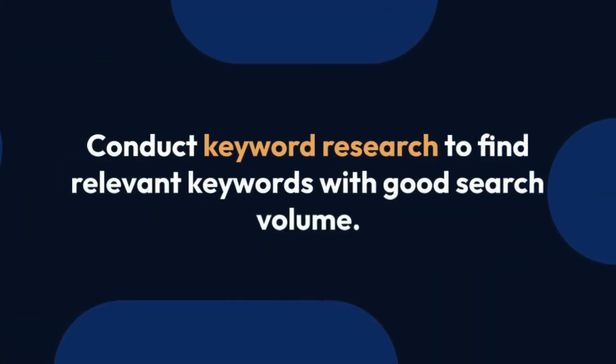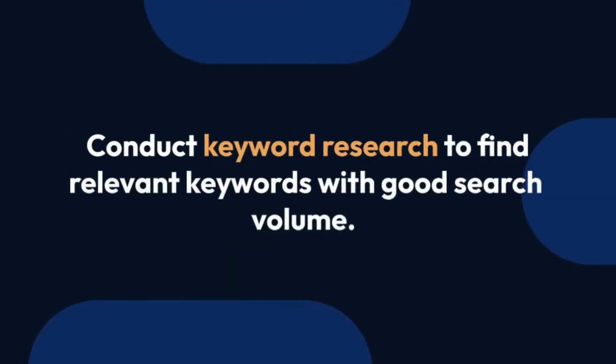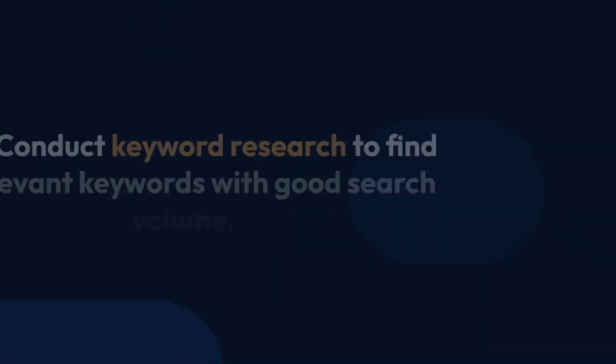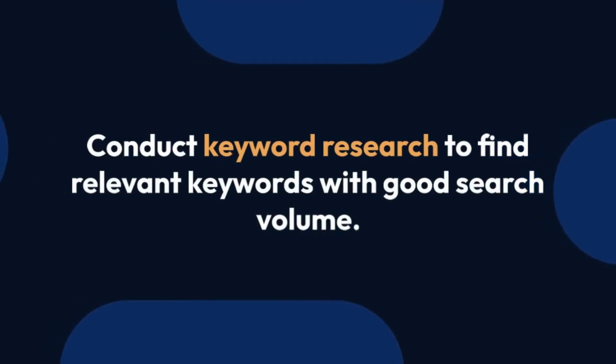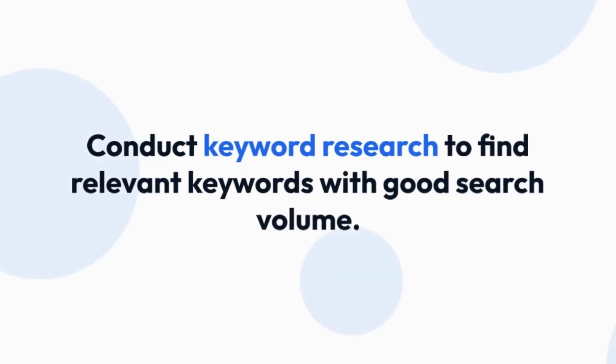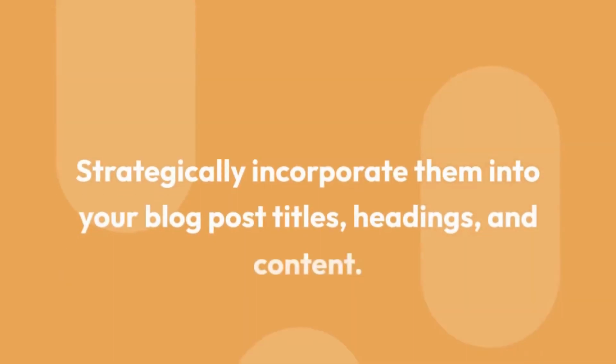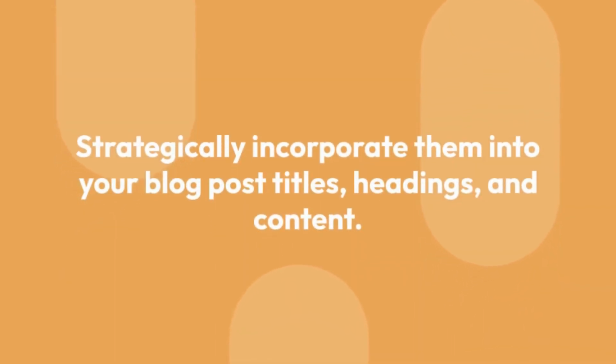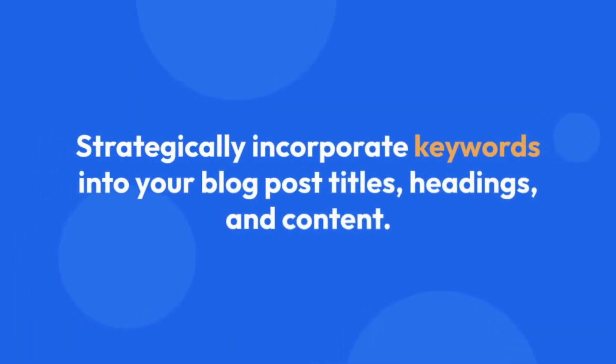Once you have your target keywords, it's time to strategically incorporate them into your blog. Place them naturally in your blog post titles, headings, and throughout the content. However, be cautious not to overstuff your content with keywords, as this can negatively impact your rankings and readability. Aim for a good keyword density that feels natural and provides value to your readers.